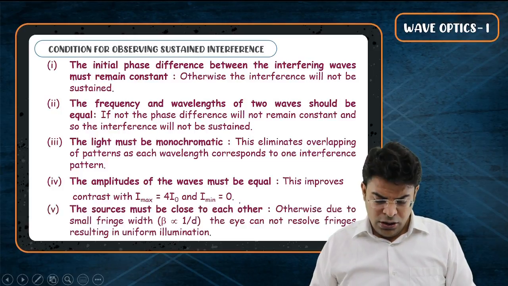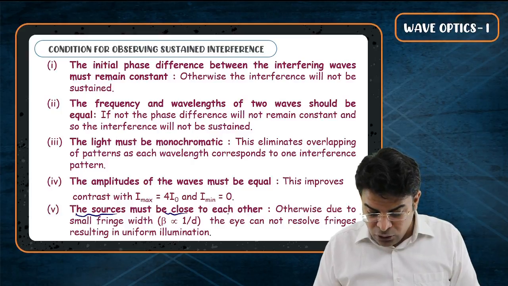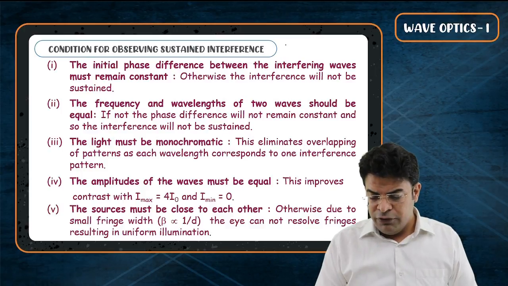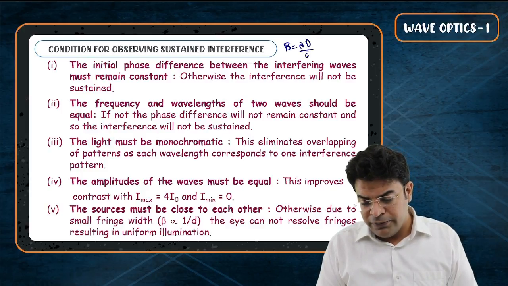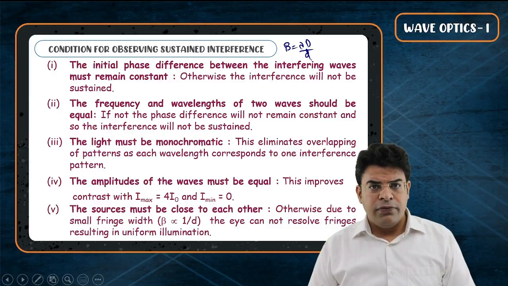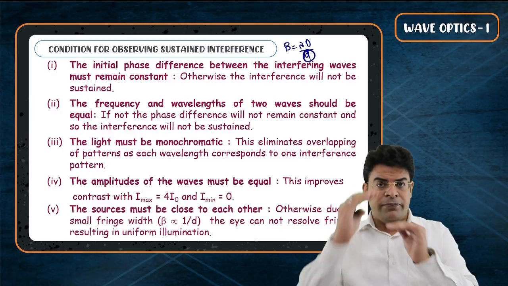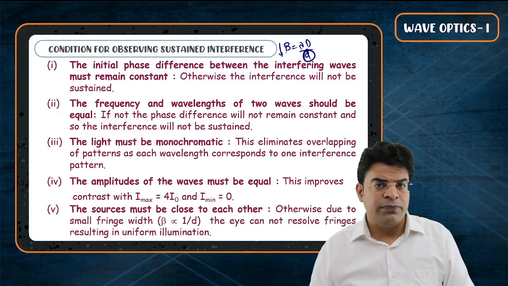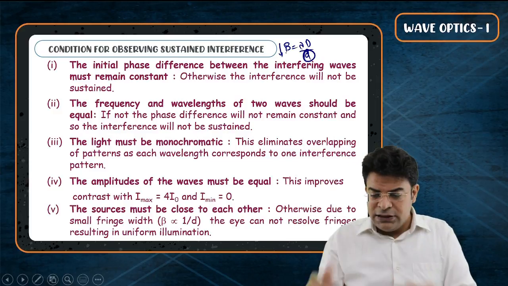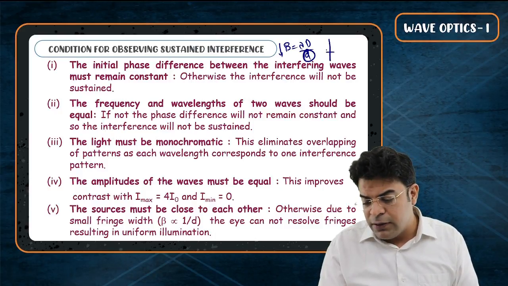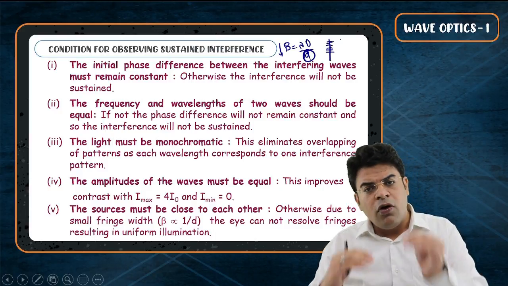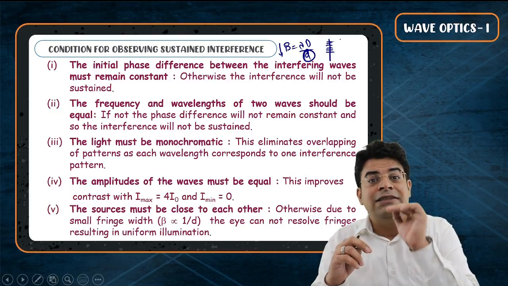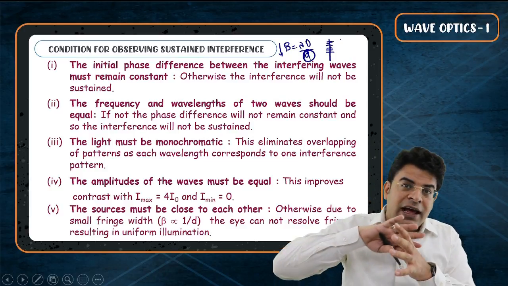Moving on, the sources must be close to each other. Why must the sources be close to each other? We know that the fringe width equals lambda D by d. If we keep the slits far apart, d will be greater, then the fringe width will be less. If the fringe width is less, in a given length of screen you will get more bright fringes. But if all the bright fringes come very close, you won't be able to observe them as distinct fringes. It will appear as an overlap.